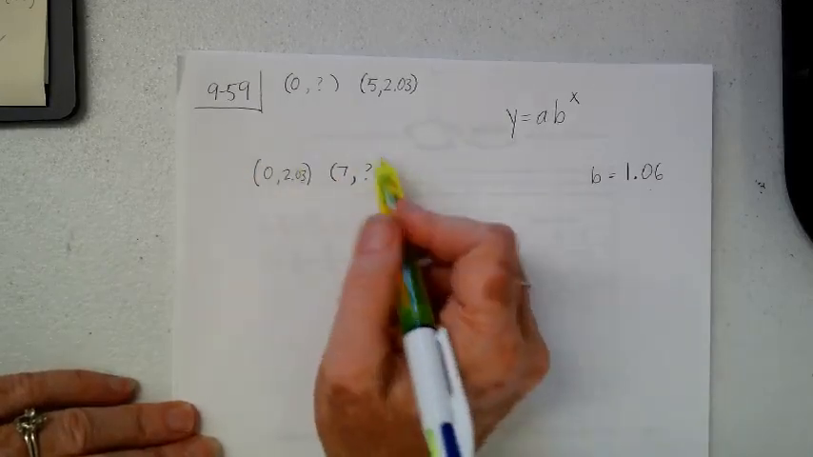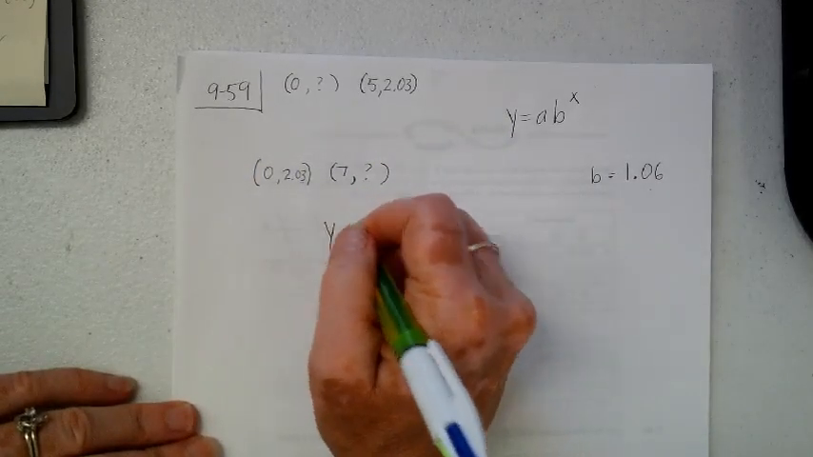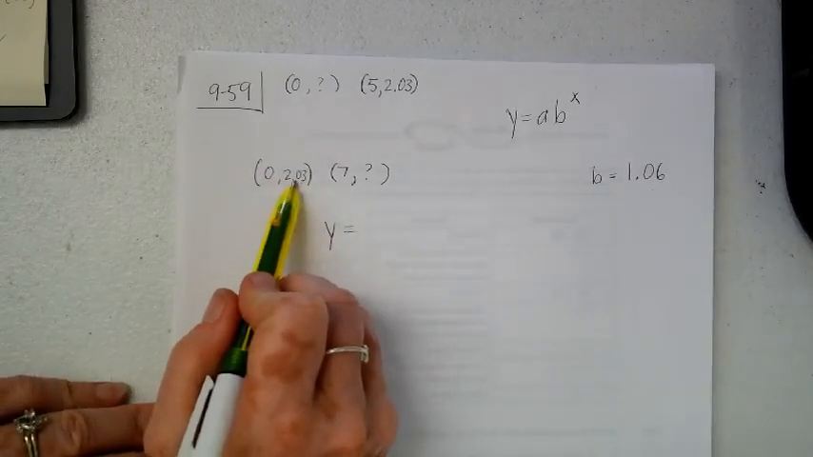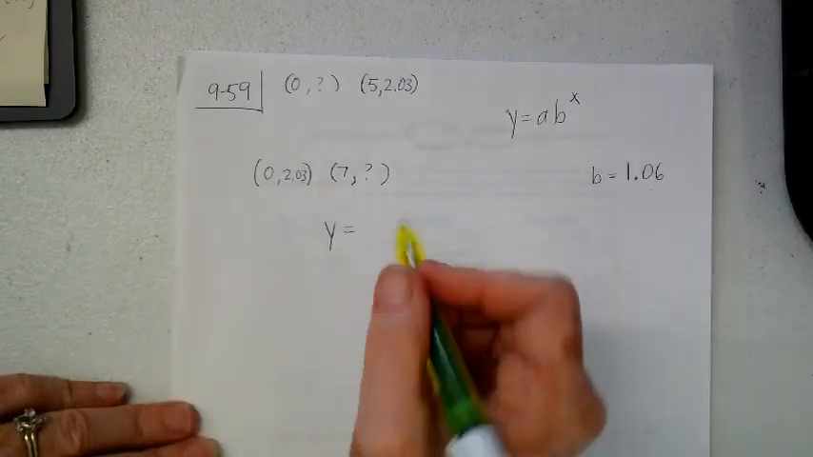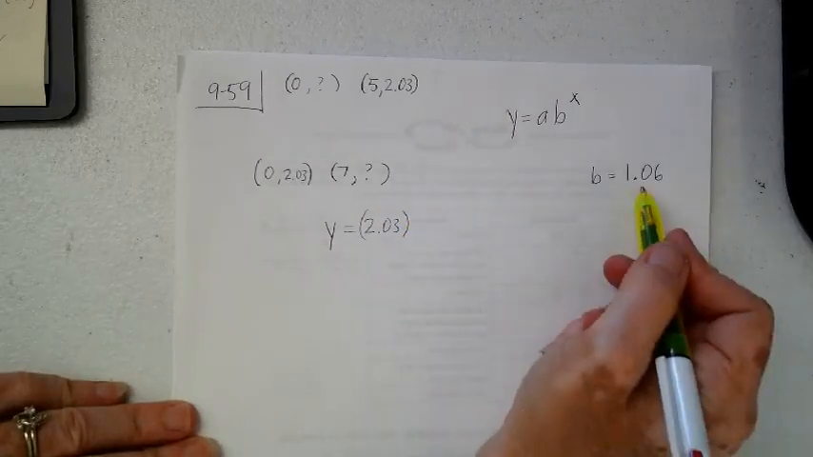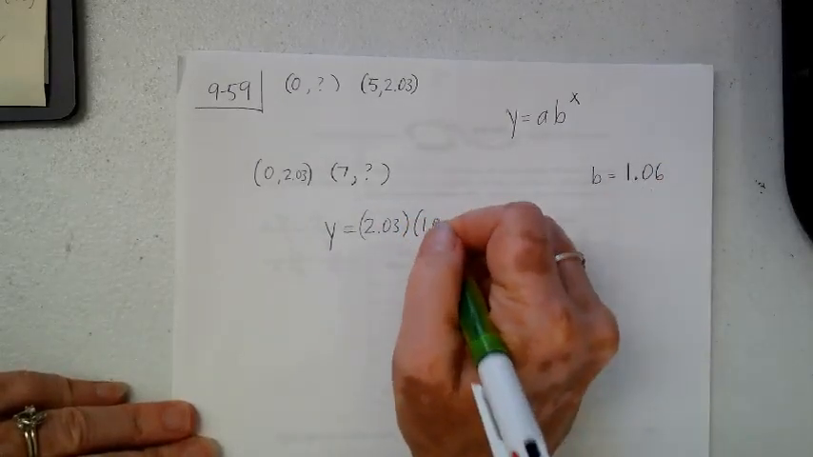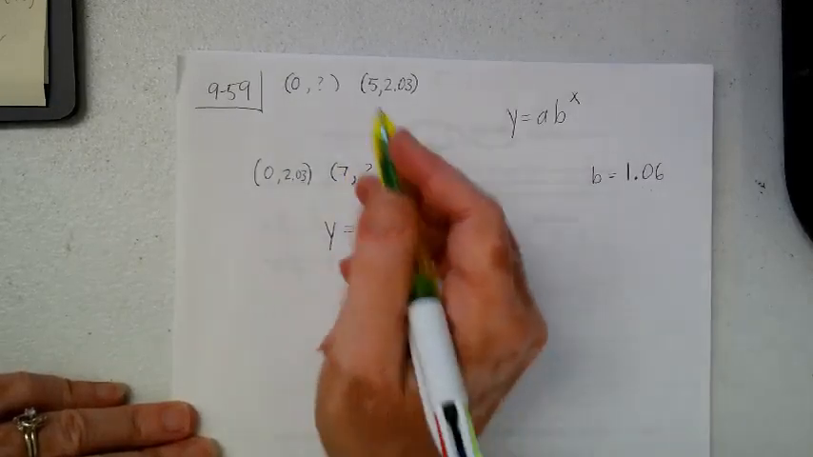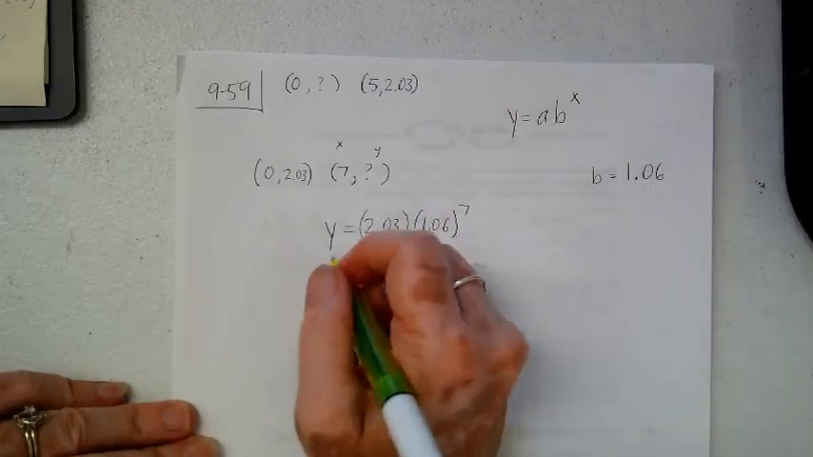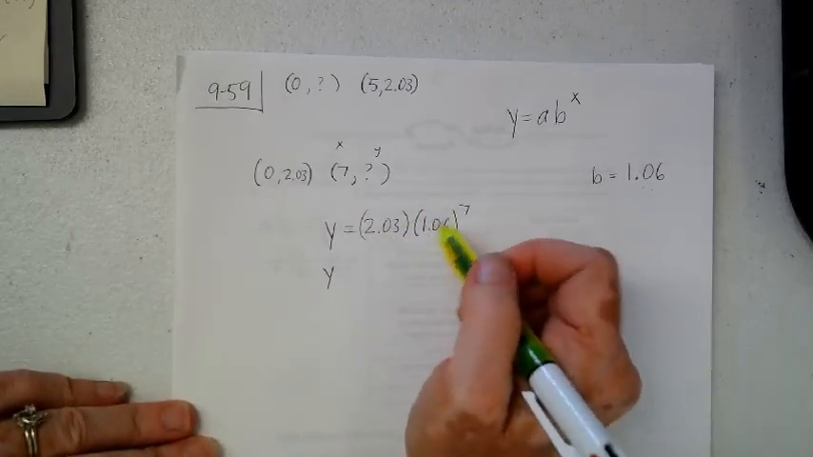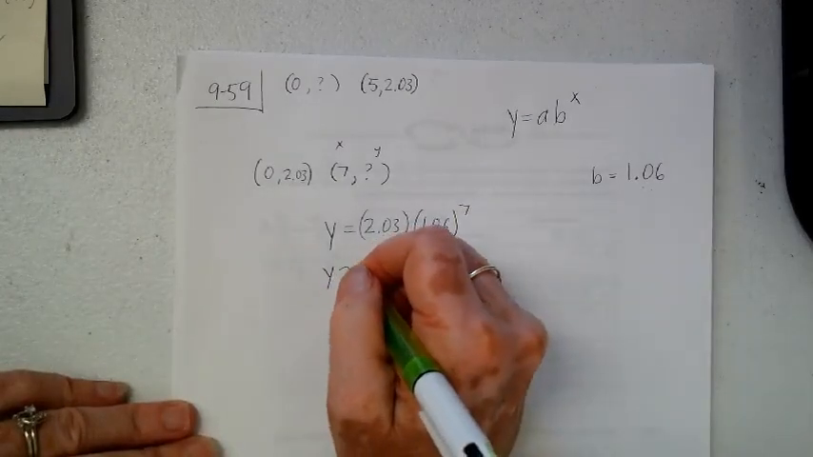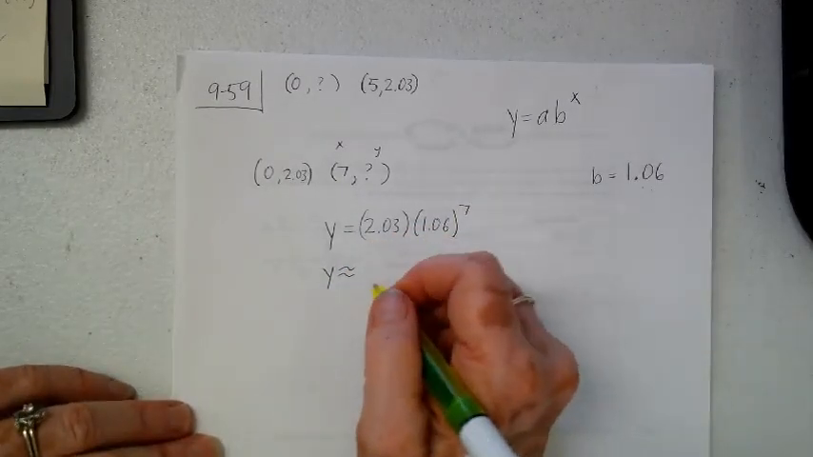If I do it this way, it's going to be pretty simple. I'm going to go y equals, if that is the 0th term, or the starting point, then I know that's A. So I can just plug that in for A. And I already know what B is. And I already have an X, right, because this is an X and a Y. All I have to do is put that in my calculator. So you just go 1.06 to the 7th power, and then multiply that by 2.03, and you're going to end up with 3.05.